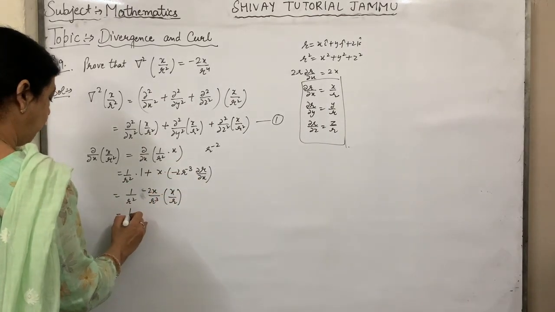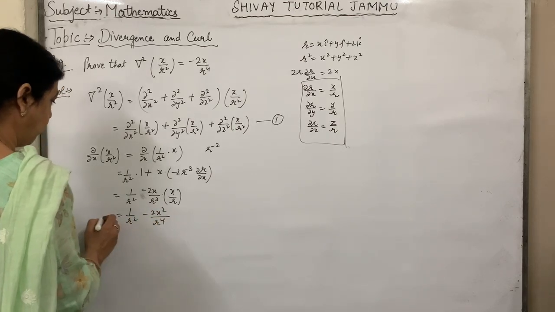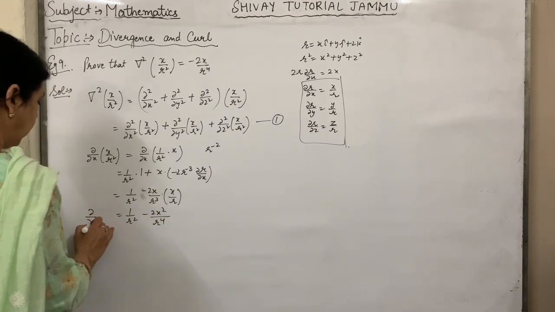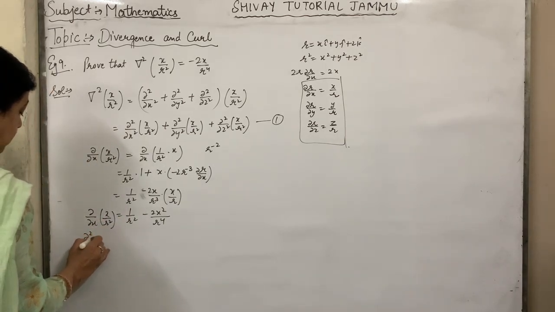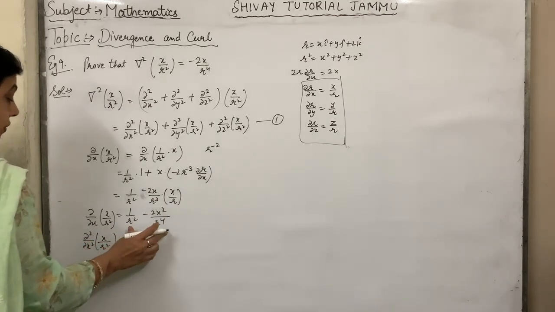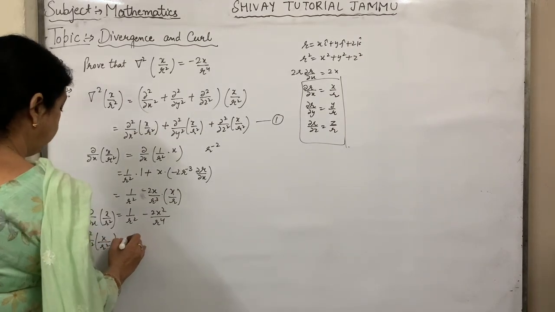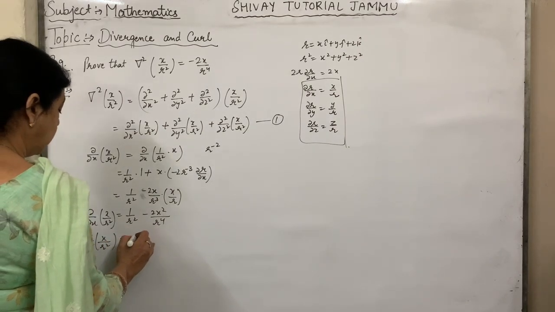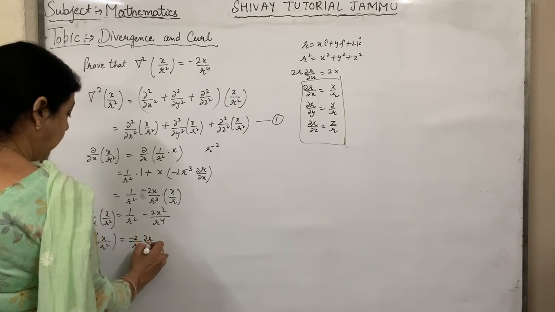So you will get 1/r² minus 2x²/r⁴. This is ∂/∂x of x/r². Now I have to find ∂²/∂x² of x/r². Now I will differentiate this again with respect to x. So this will become (1/r) minus 2/r³ ∂r/∂x.